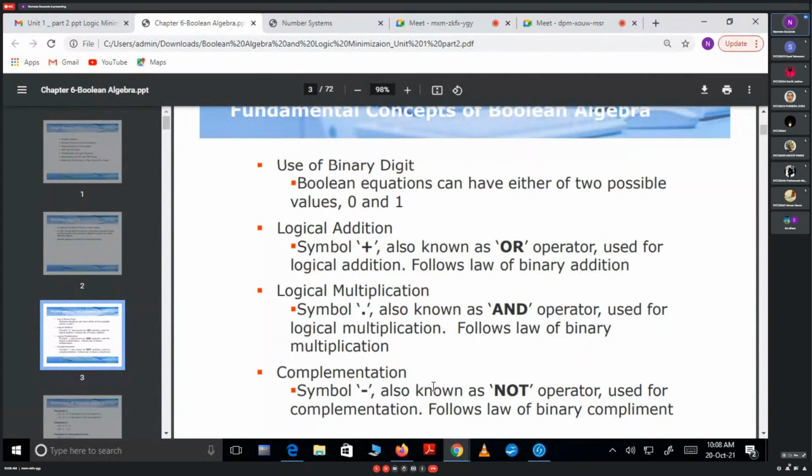You will always be having an operation on bits, so two possible values, 0 and 1. So Boolean equations always represent the result in terms of either 0 or 1, either on or off, either the high value or the low value.